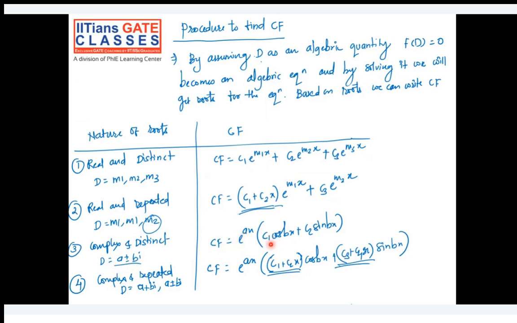And in the fourth case, roots are complex and repeated, that is a plus or minus bi, and again a plus or minus bi. So the roots are repeating. In that case, e to the power ax, c1 plus c2x, cos of bx, plus c3 plus c4x, sine of bx. Okay. So this is how the CF will look in case of complex and repeated roots. Write down this table and let me know if you have any doubt in this.